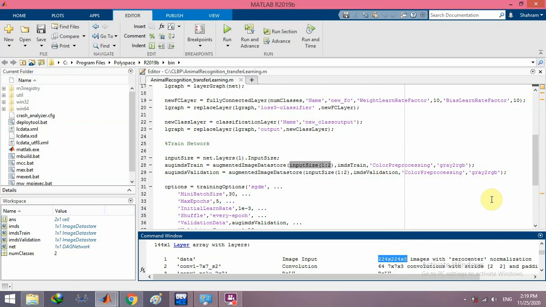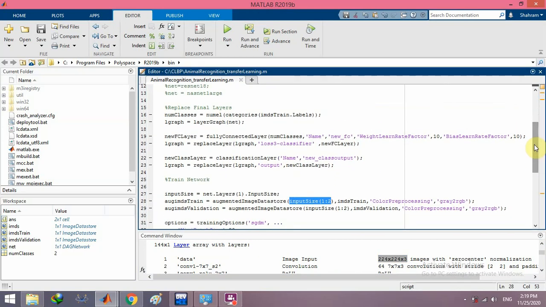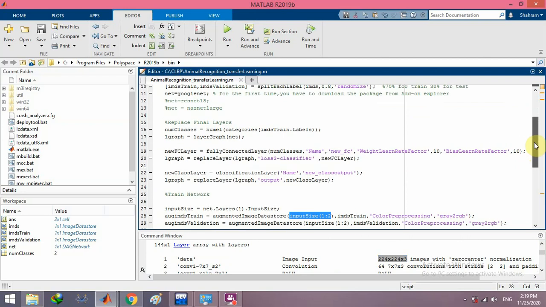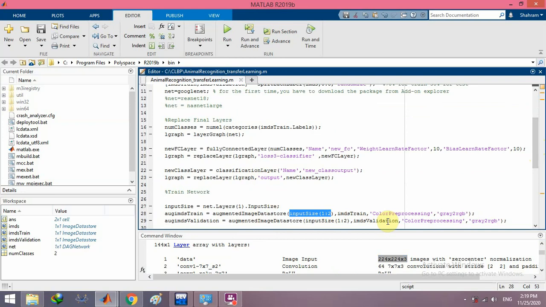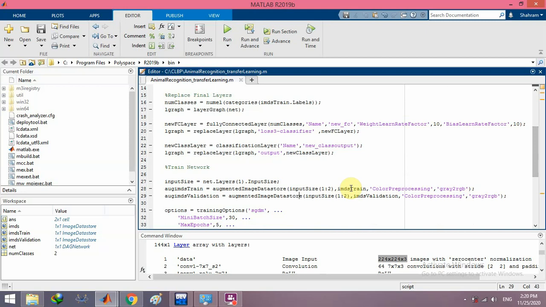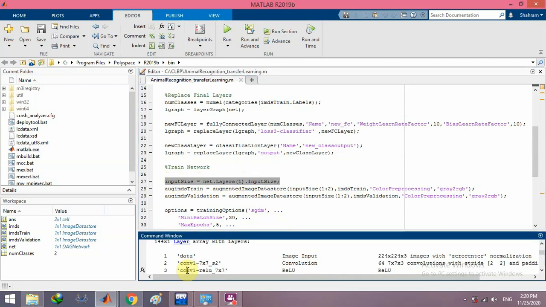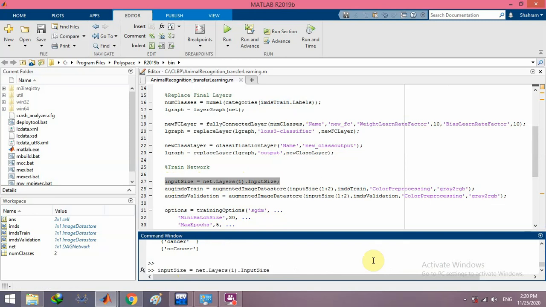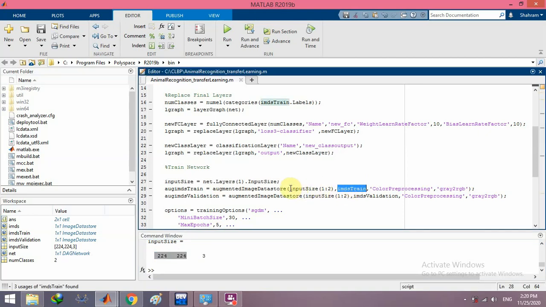But in my database, the size of the images is different. In order to make it possible to fit the images into the system, I first compute the size of my images. Where did I do it? Okay, here. I give my image database train set and ask it to resize to the input size that I have from the first layer. If you check this, you can see it is the same as this number, 224 by 224 by 3. So my image train set will be resized to this size.